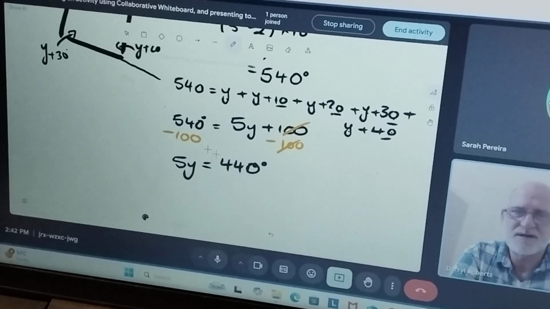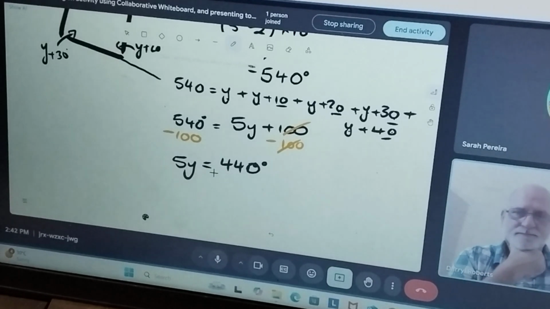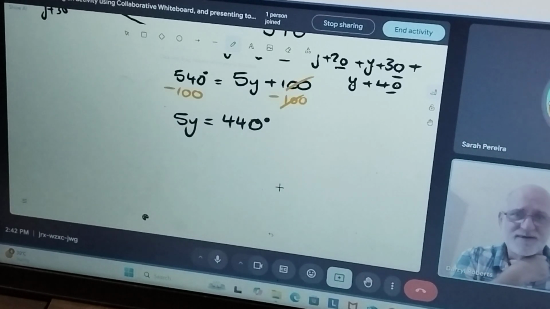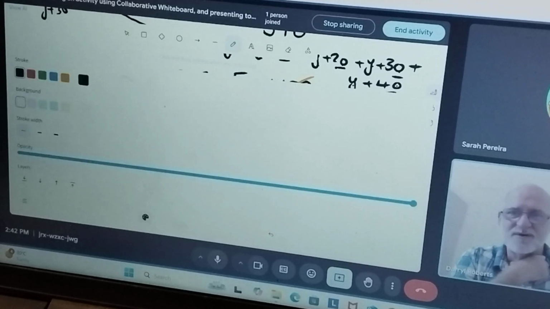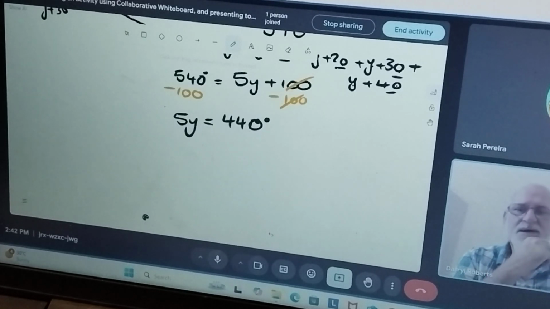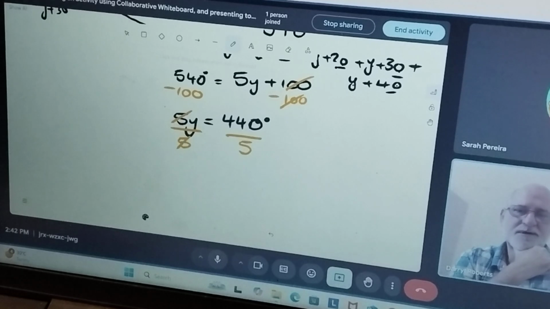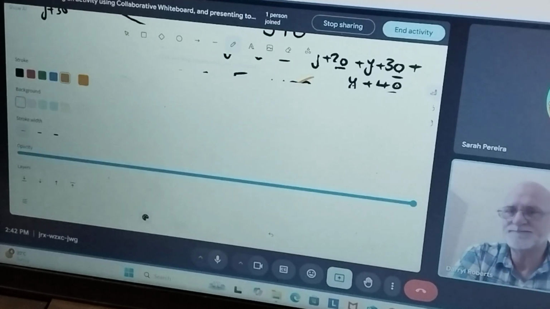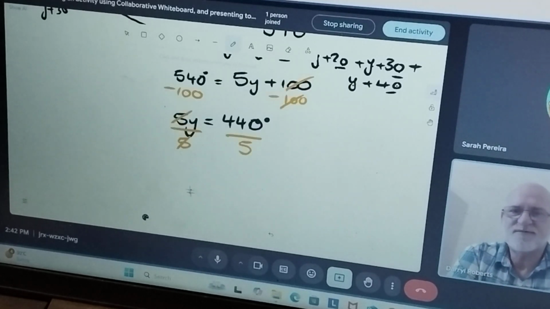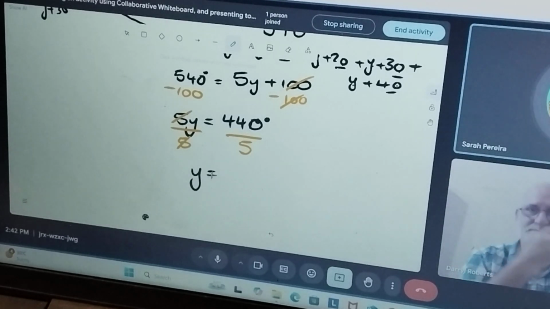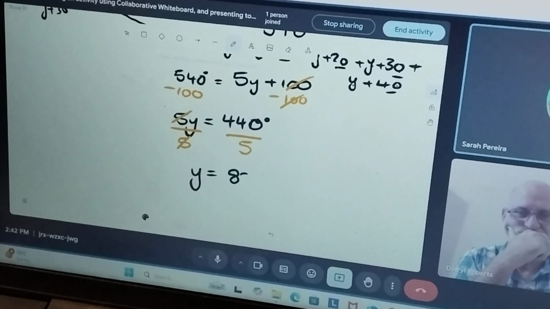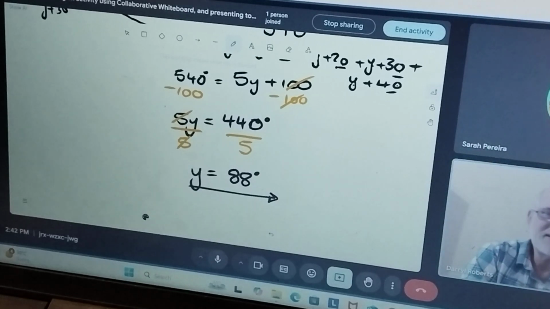Because that's the 540 minus 100. I now need to get the y by itself. So 5 times something must be 440. To find the y, I can just divide both sides by 5. Don't divide by y, divide by 5. You got your calculator there? What's 440 divided by 5? 40 divided by 5 is 8. That's y. y is 88.